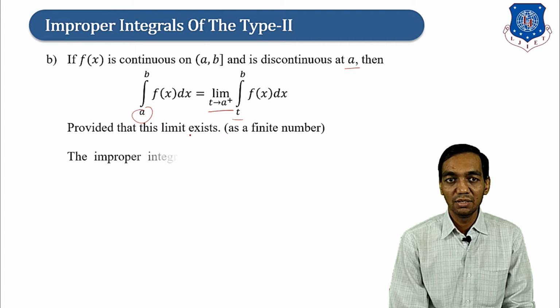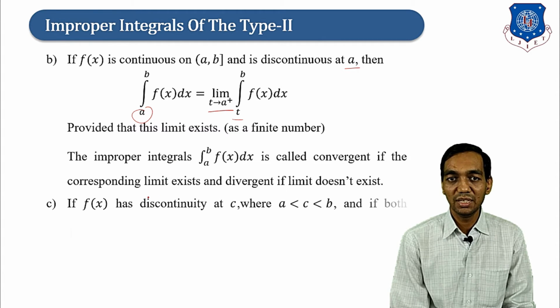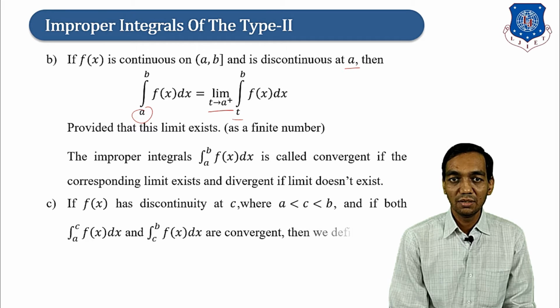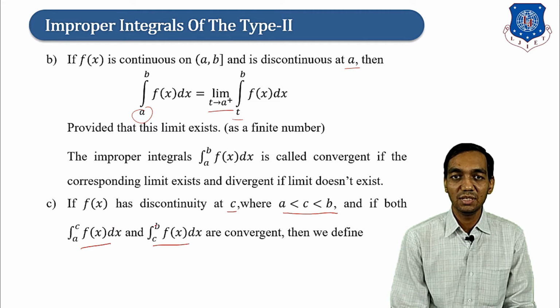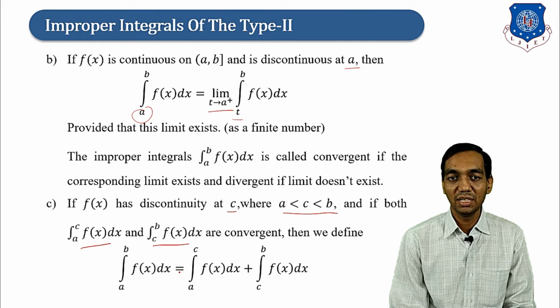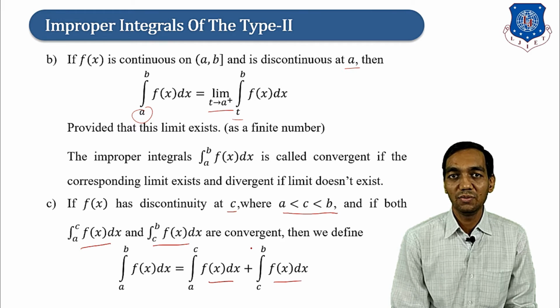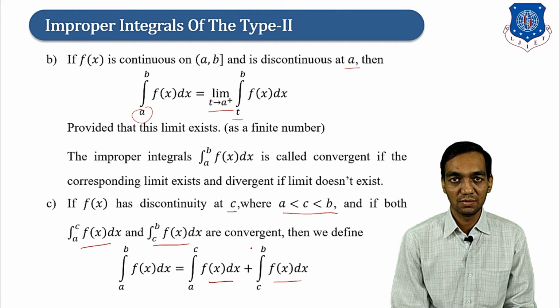And the third case we have is nothing but f(x) is discontinuous at any point c in between. That means your function is not continuous at a point c which lies inside your interval. Then, if both integrals from a to c of f(x) dx and from c to b of f(x) dx are convergent, then we define the integration from a to b of f(x) dx as equal to the integration from a to c of f(x) dx plus the integration from c to b of f(x) dx. That means you have to break it at the point where your function is discontinuous.